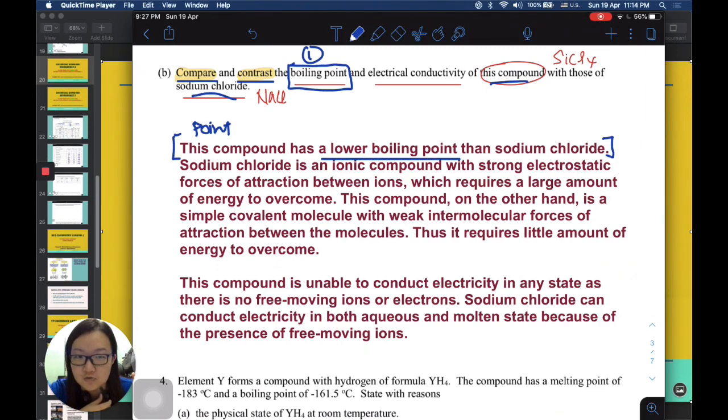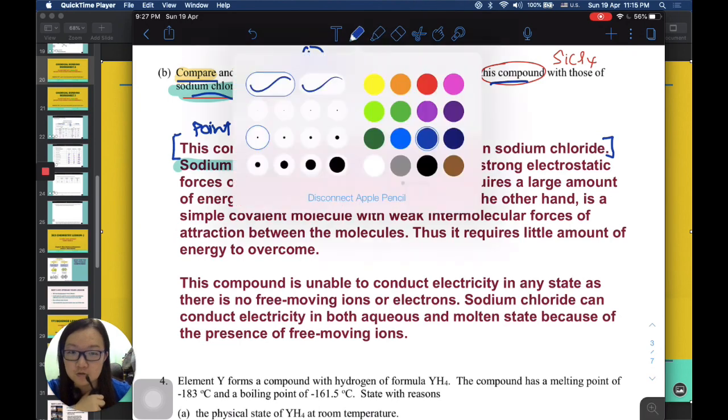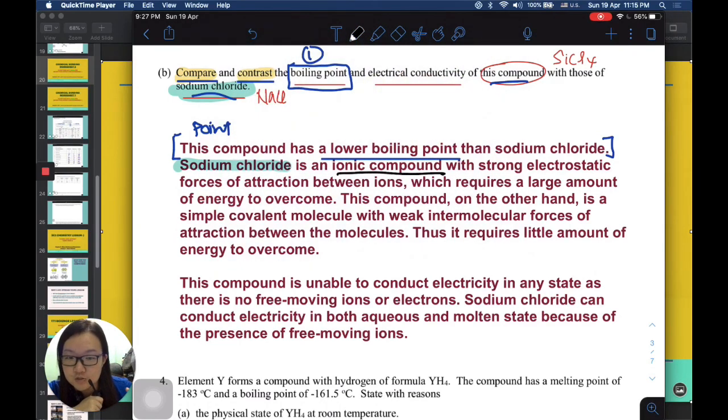You answer the question by saying that the covalent compound has a lower boiling point than the ionic compound. In this case, they tell you it's sodium chloride. Here I'm going to do a lot of color annotation so that it's very clear for you. Sodium chloride is an ionic compound with strong electrostatic forces of attraction between ions. That's the first important part. All those underlined parts are very important.